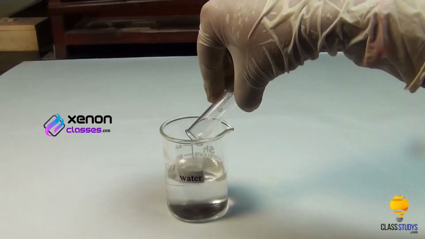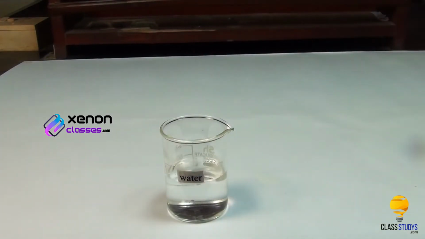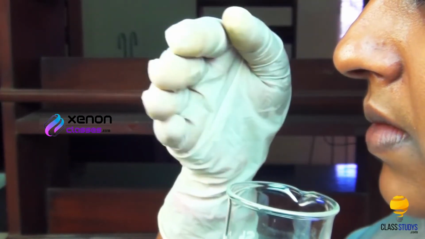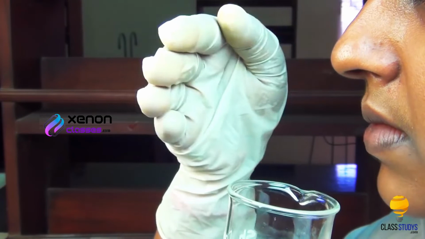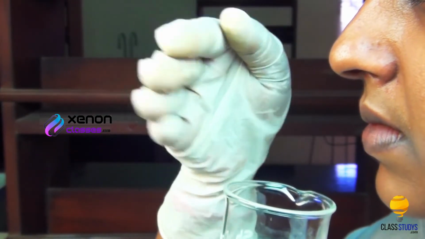Now, pour the mixture into about 20 milliliters of cold water taken in a beaker and smell it by wafting. Alcohol reacts with carboxylic acid in the presence of concentrated sulfuric acid to form a fruity smelling compound called esters.